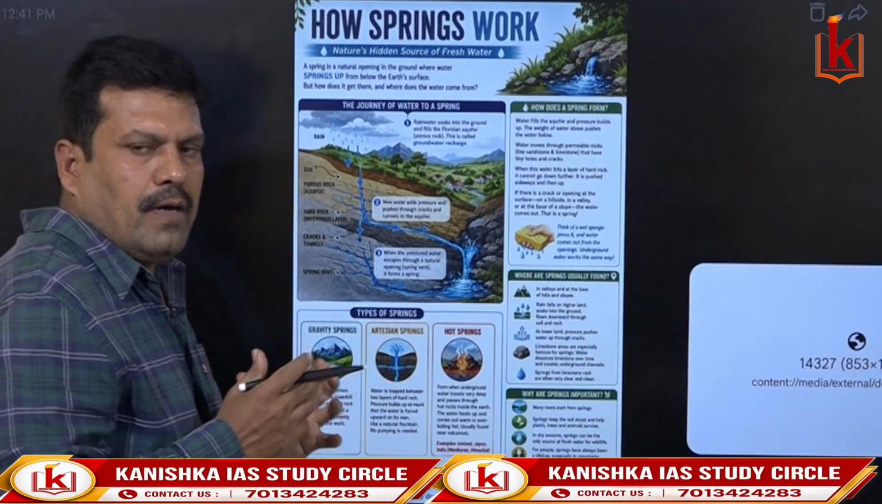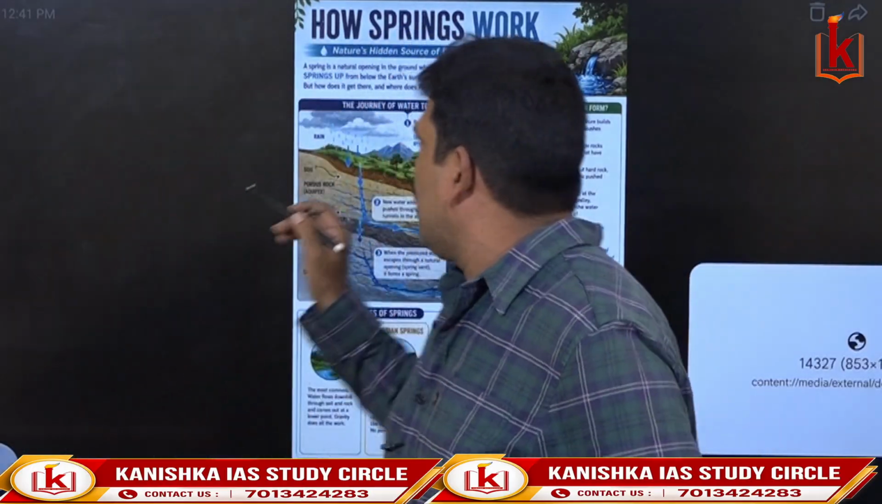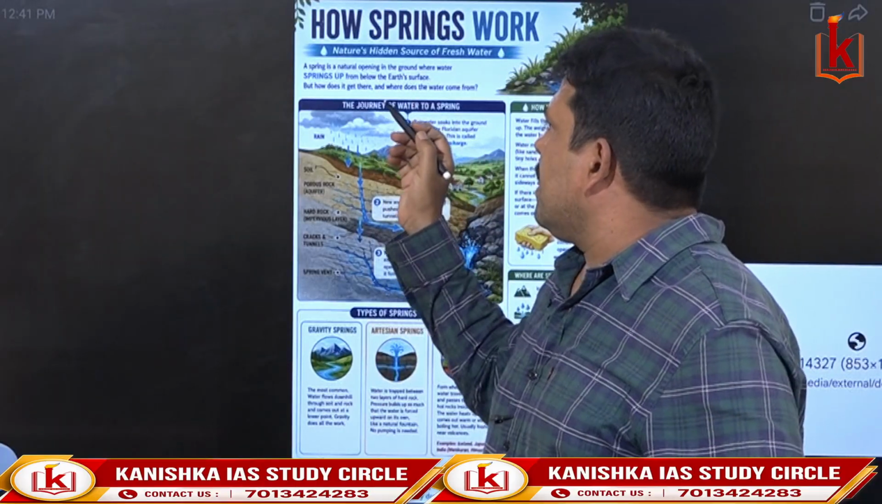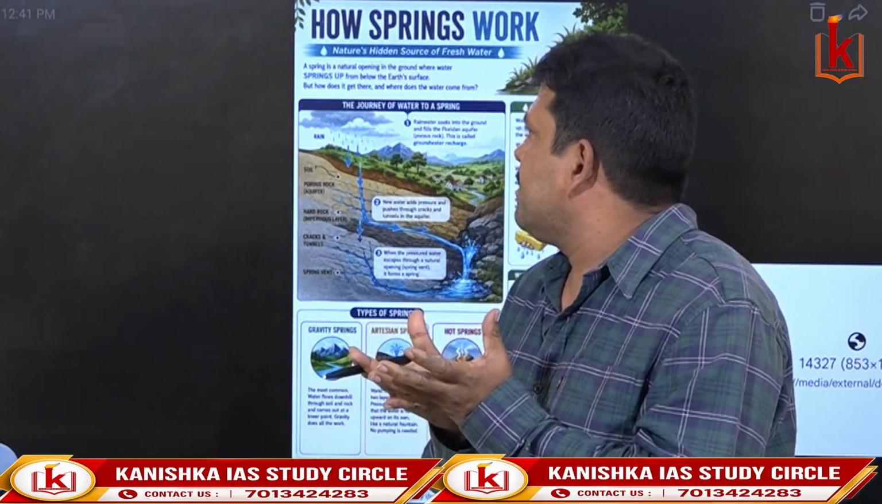First of all, let us know the basic definition of what is meant by a spring. A spring is a natural opening in the ground where water springs up from below the earth's surface. How does water come up, and where does the water come from?